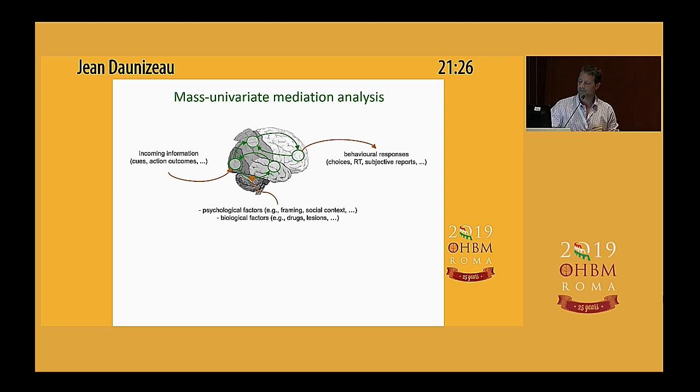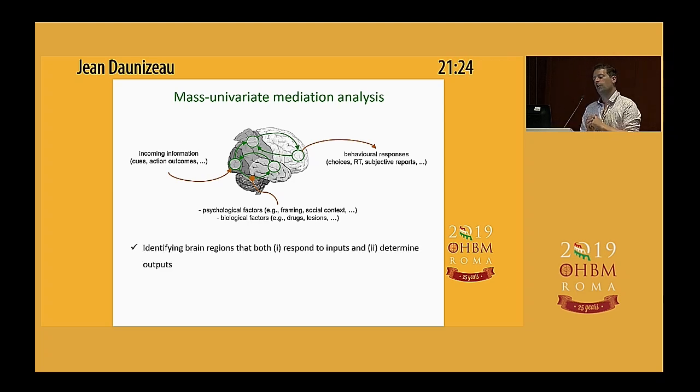Of course, we can't do that with mass univariate mediation analysis, but what we're going to do is try to identify brain regions that both respond to inputs and also determine outputs, above and beyond what can be said using the experimental paradigm. We're going to use the fact that the behavior is not entirely predictable from the task factors, and that there is some information in brain data that, above and beyond the experimental paradigm, can still predict behavior.